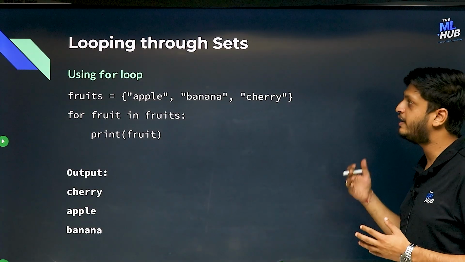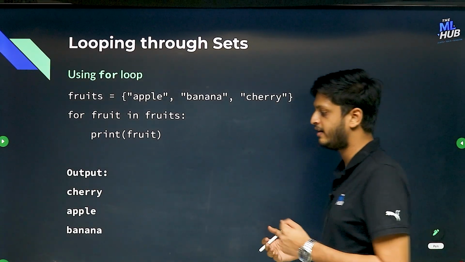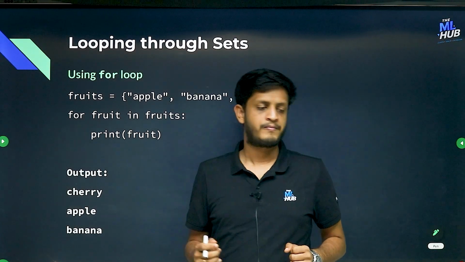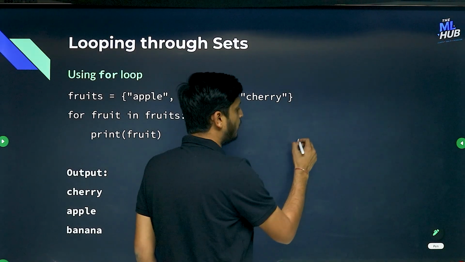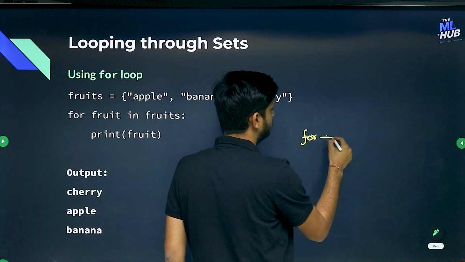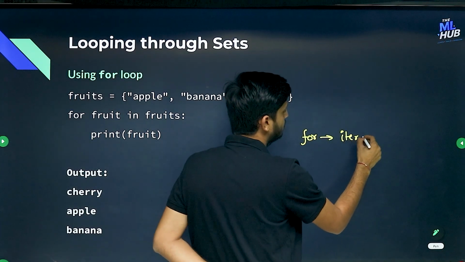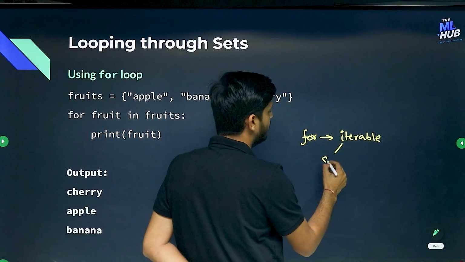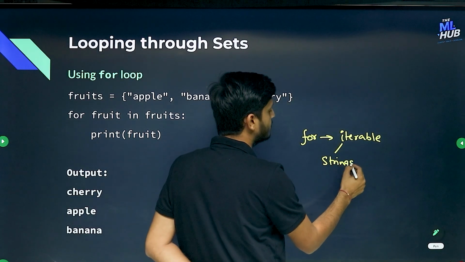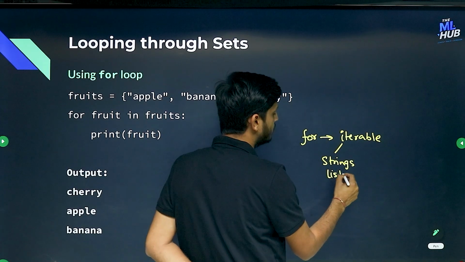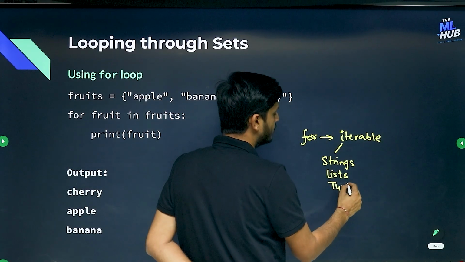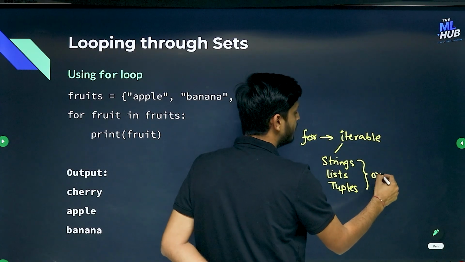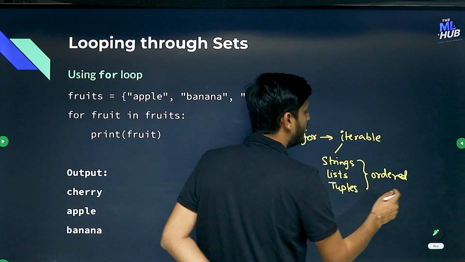Now let's see how we can loop through all the elements in a set. So we can loop through elements of a set using a for loop. I told you for loop only works on iterables. We need an iterable. Now so far what iterables have we seen? String is an iterable, it gives its characters one by one. Lists are iterables. Tuples are iterables. And they all were ordered. Which means you will have first element, then second element, then third element and so on.